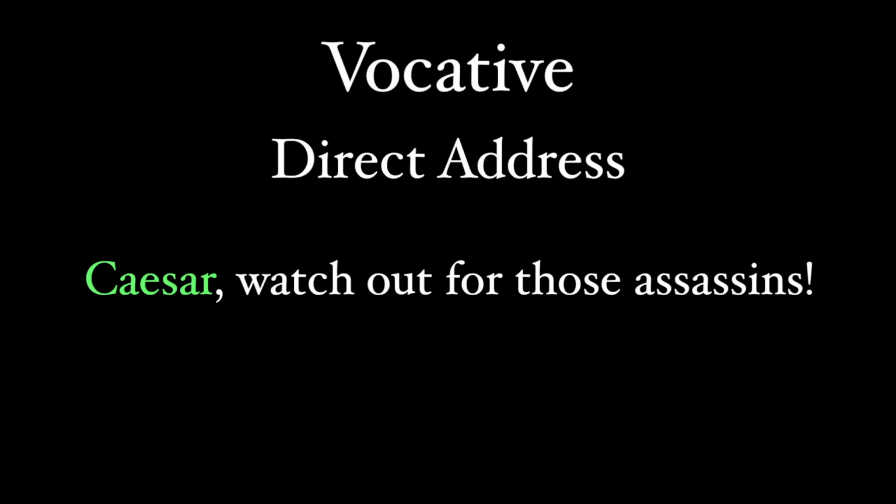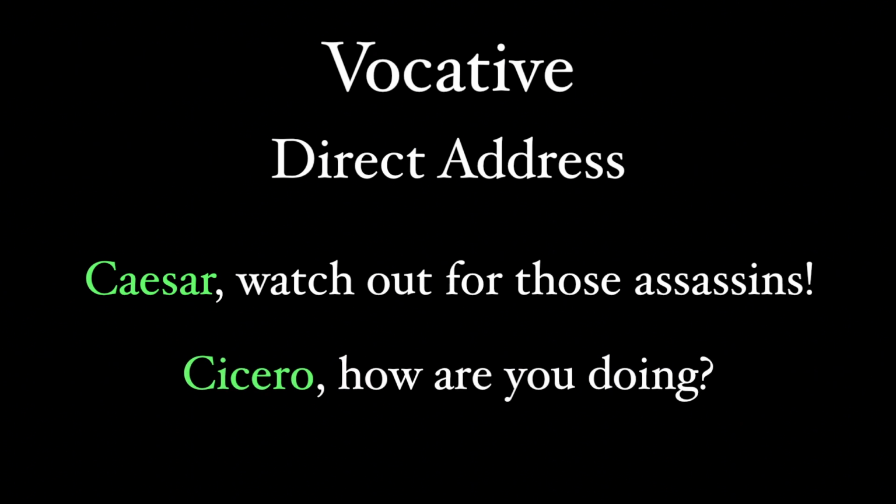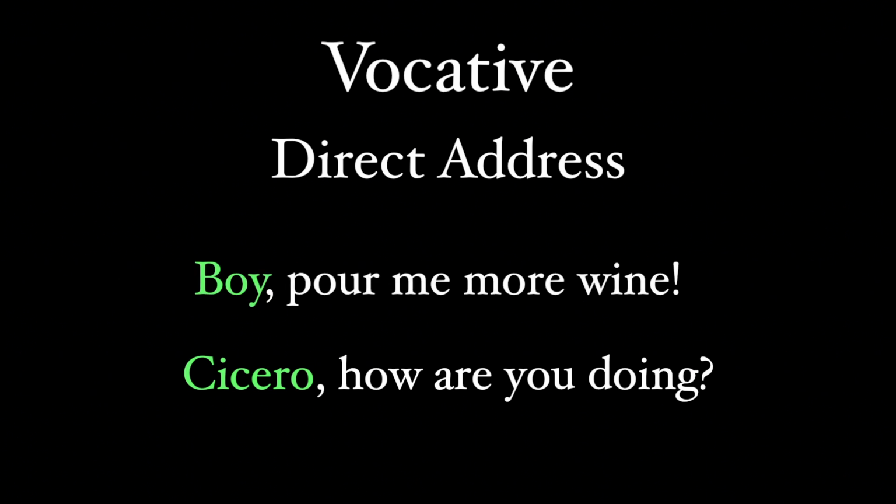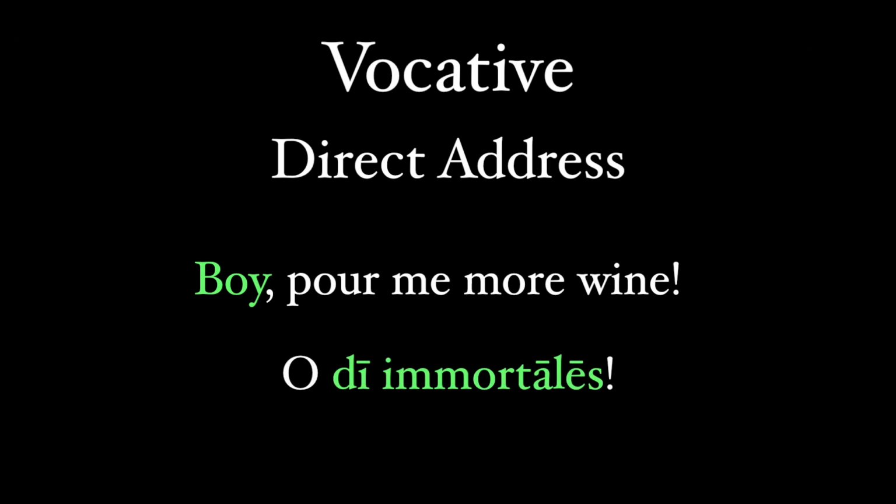Here, let me illustrate. "Caesar, watch out for those assassins." Caesar is the person I'm talking to, and so that word would be put in the vocative case in Latin. "Cicero, how are you doing?" Cicero, again, is the person I'm talking to, and thus would be in the vocative. "Boy, pour me more wine." Boy, vocative. Oh, and when Cicero complains to the gods with "O di immortales," he's using the vocative case because he's talking to them.